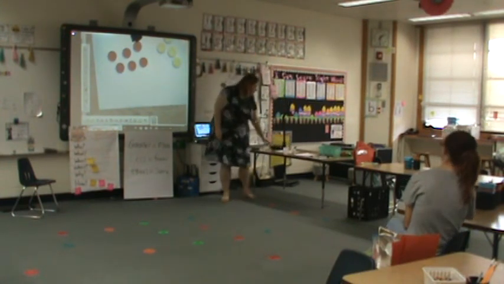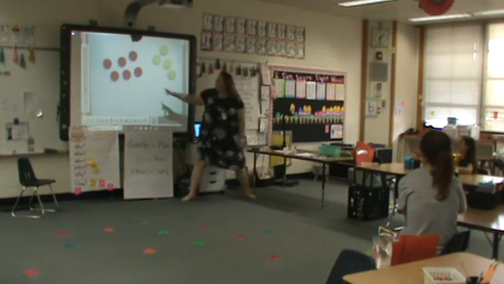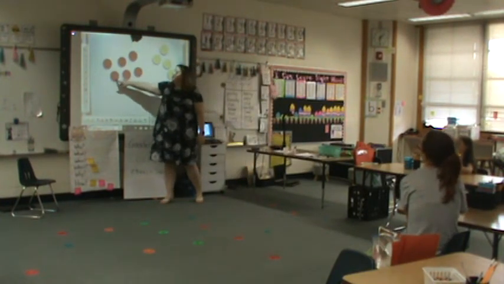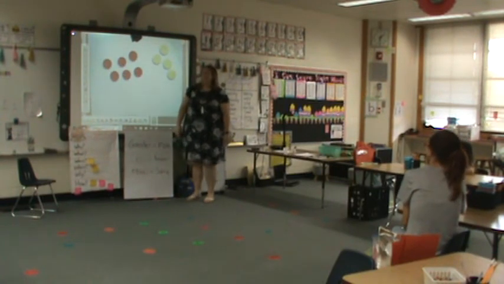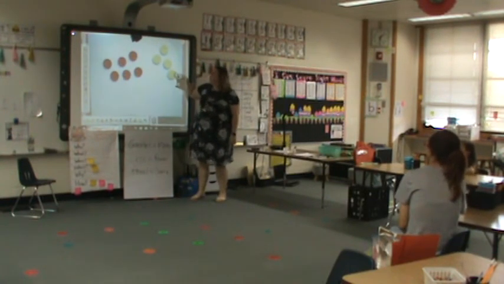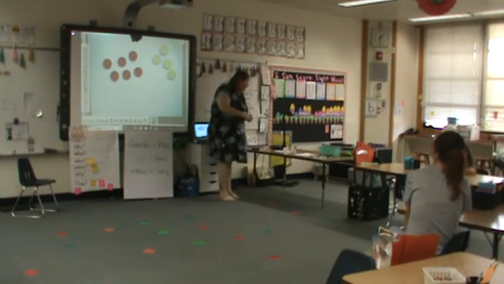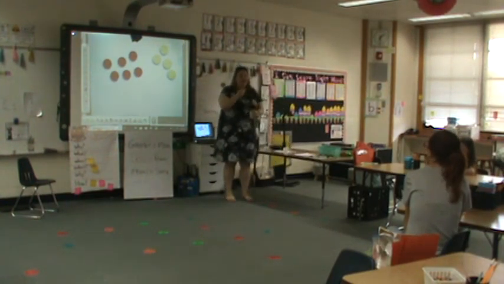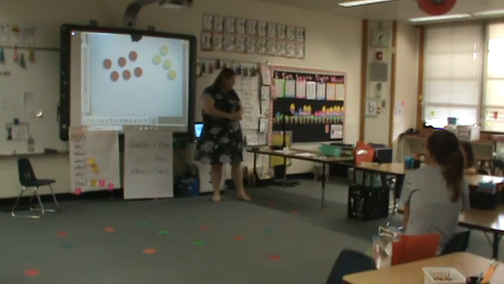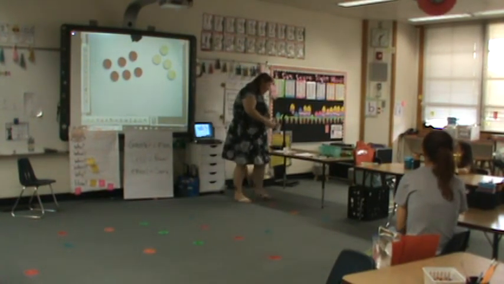count the red circles with me. 1, 2, 3, 4, 5, 6. So there's 6 red. How many yellow? 4. Good job. All right, so which group is greater? Anna. The red one. Good job.